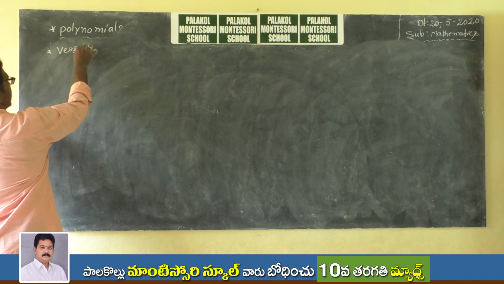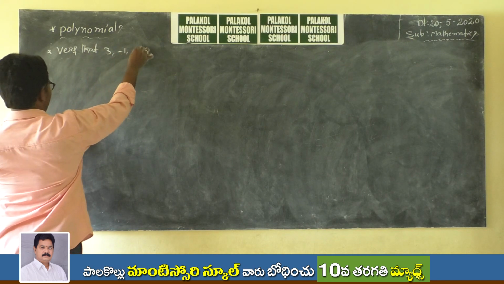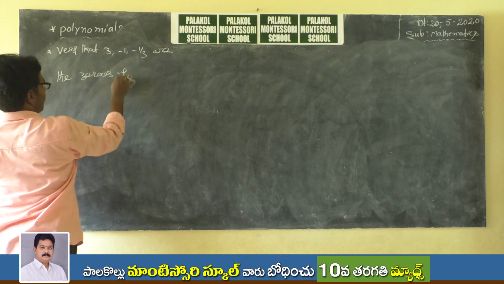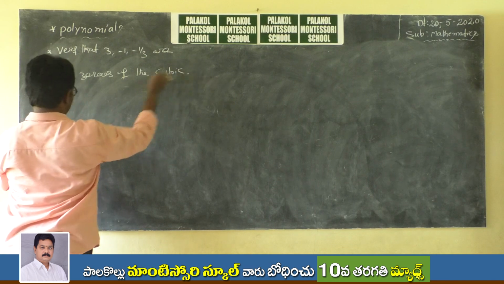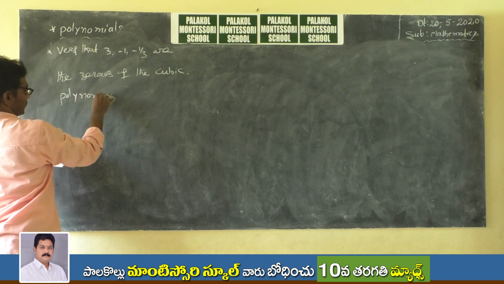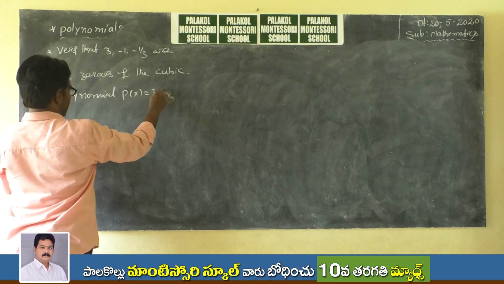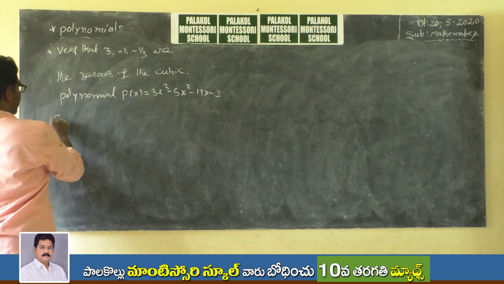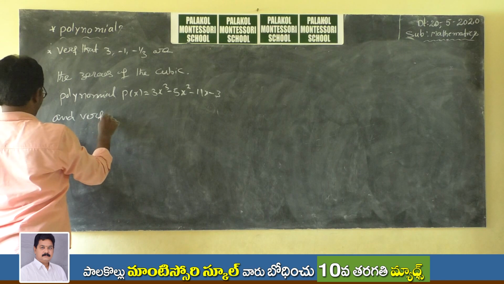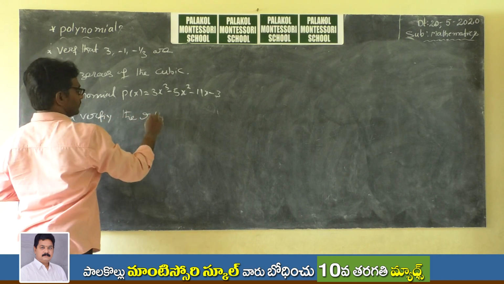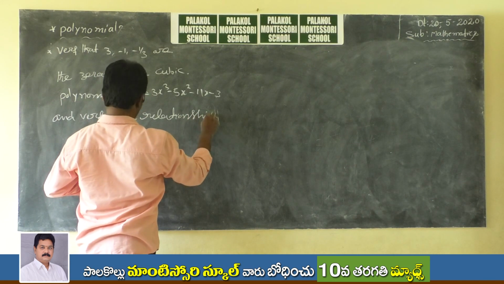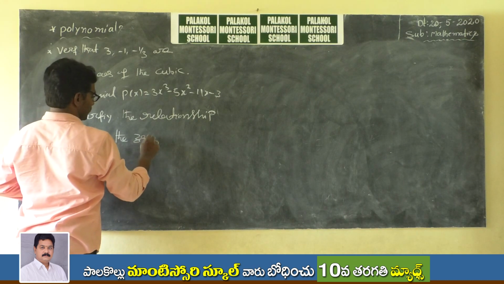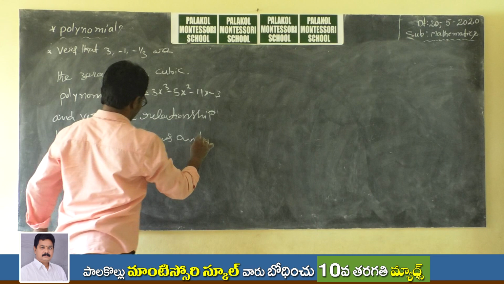Verify that 3, minus 1, minus 1 by 3 are the zeros of the cubic polynomial P of x is equal to 3x cube minus 5x square minus 11x minus 3, and verify the relationship between the zeros and coefficients.